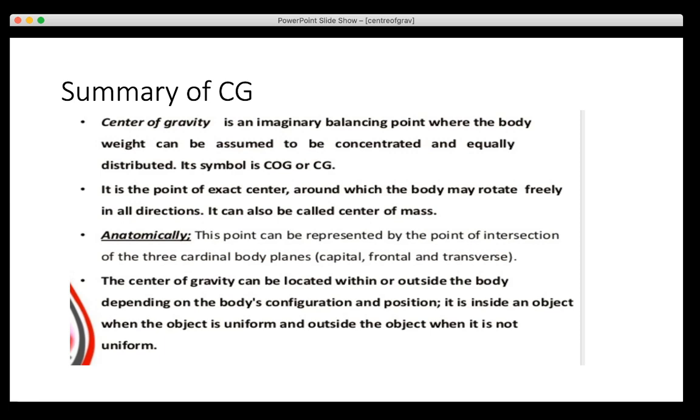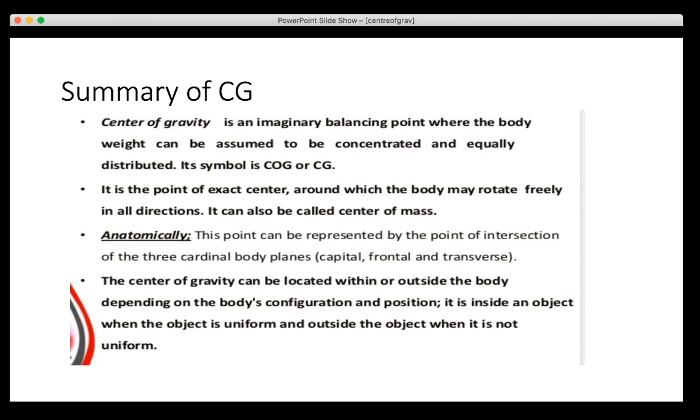So in summary, this slide will summarize all the points broadly. Center of gravity is an imaginary balancing point where the body weight can be assumed to be concentrated and equally distributed. Its symbols are COG and CG. CG is more relevant because it is the latest terminology. Most of the books right now use CG. But COG is also there and it is also correct.